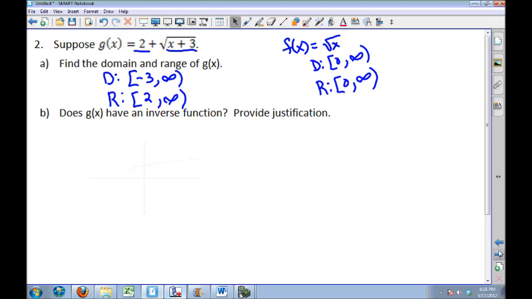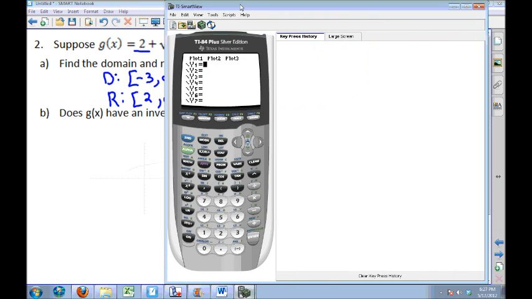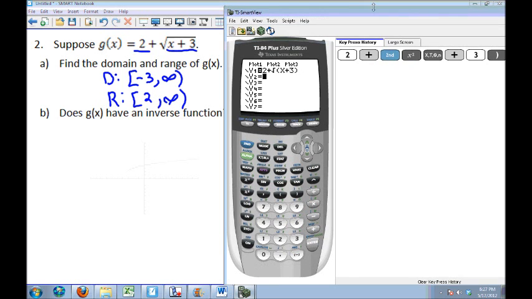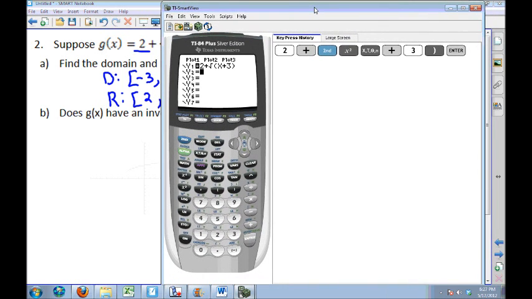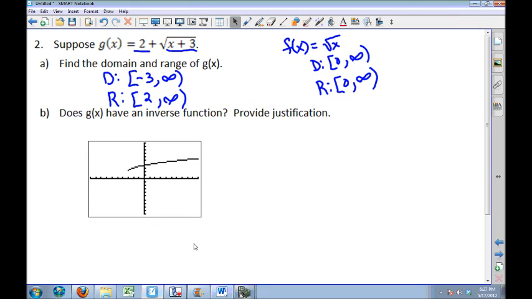Now, does g of x have an inverse? To answer this question, I'm going to look at my calculator. And I'm going to type in the function 2 plus the square root of x plus 3. Enter. And I'm going to graph this function and take a look at its graph. Once I have its graph, I'm going to transfer it over here. I'm going to apply the horizontal line test to check for inverses.